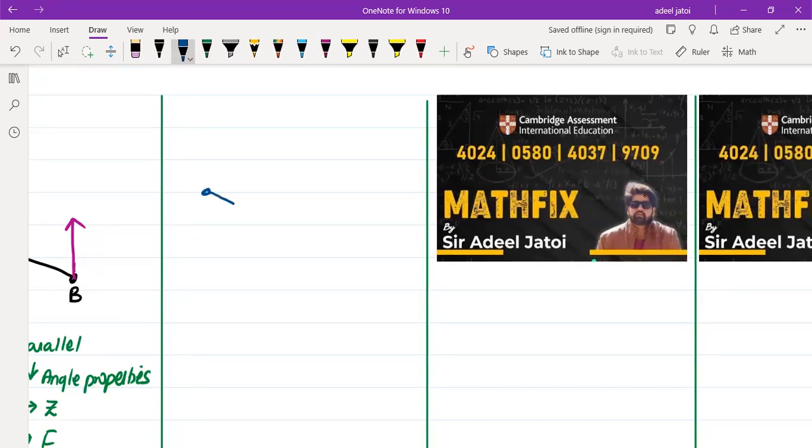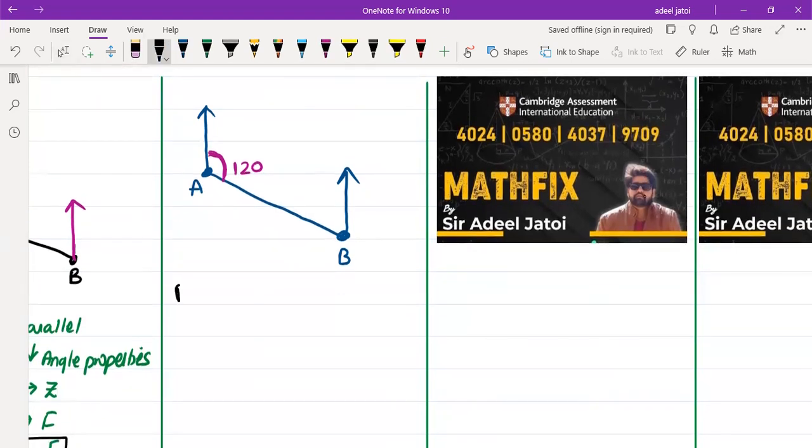Moving on, let's have this example question. Let's say we have A and B, and we know that there are two norths in this. The angle is given as, let's say, 120. The question says bearing of A from B.